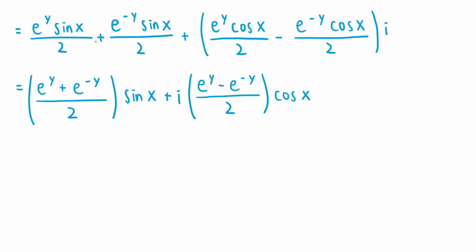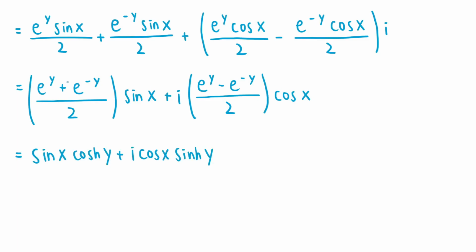If we factor out the sine of x for the first two terms and combine the fractions, it becomes e to the y plus e to the negative y over 2 times sine of x. If we do something similar for the imaginary part, it becomes e to the y minus e to the negative y over 2 times cosine of x. And of course, this would be multiplied by the imaginary number i.